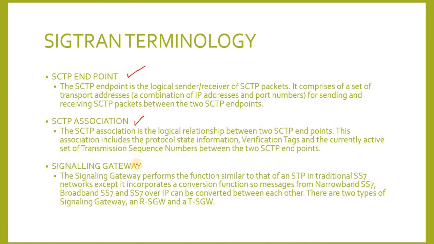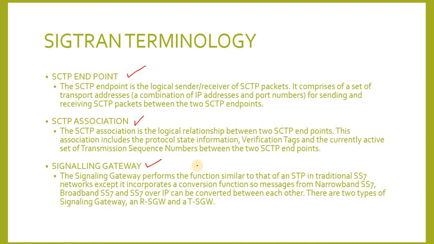Signaling gateway. The signaling gateway performs a function similar to that of an STP in traditional SS7 networks, except it incorporates a conversion function, so messages from narrowband SS7, broadband SS7 and SS7 over IP can be converted between each other.